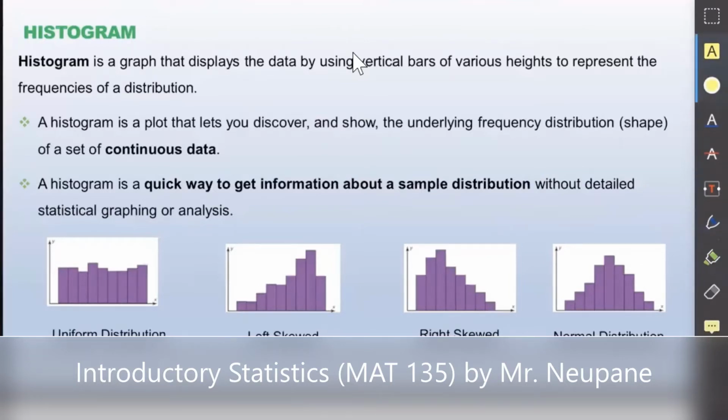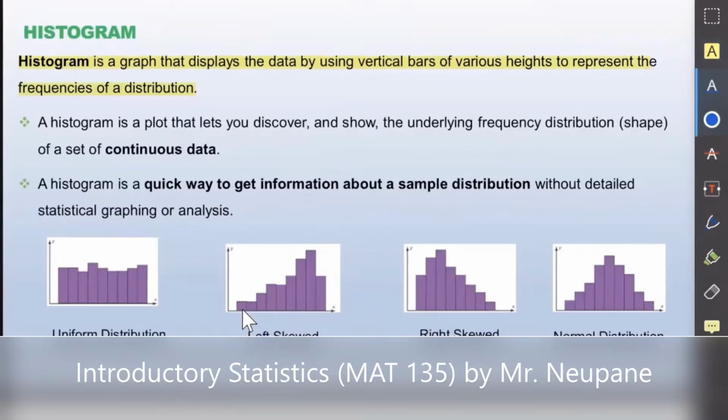First, the definition. Histogram is a graph that displays the data using vertical bars of various height to represent the frequency of the distribution. So for each frequency or each class, we draw the vertical bars, and those vertical bars represent the data or class at a point, and the height of the bar is proportional to the frequency. If the frequency is more, the height is taller. If the frequency is less, the height will be shorter.